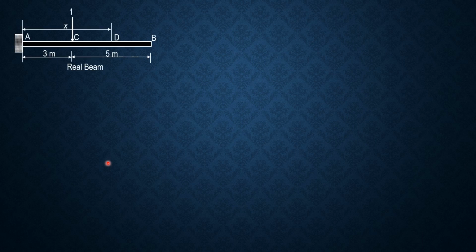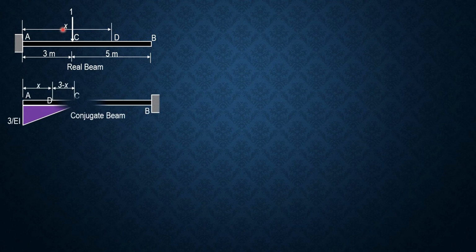So for the second method, let's have the conjugate beam method. So we have here the unit load acting over C. So the conjugate beam would look as shown. So this becomes free and this becomes fixed. And the moment is 1 times 3, so 3 over EI here. So the arbitrary point D is before C. So we have x here, then this is 3 minus x.